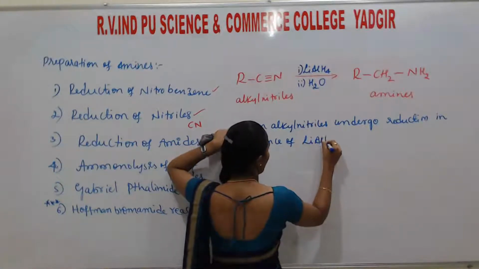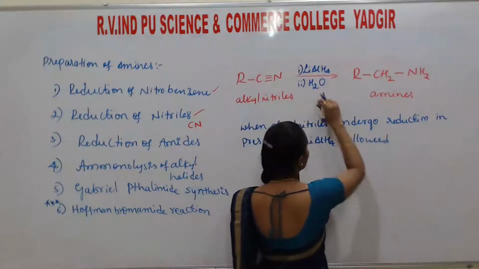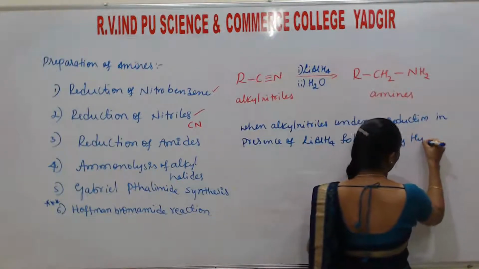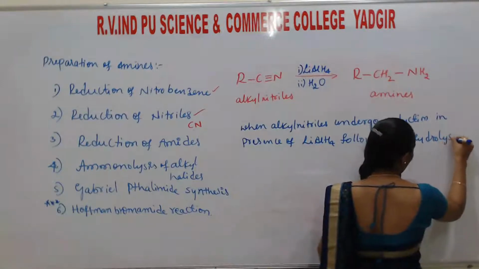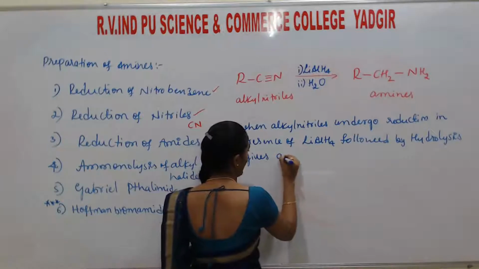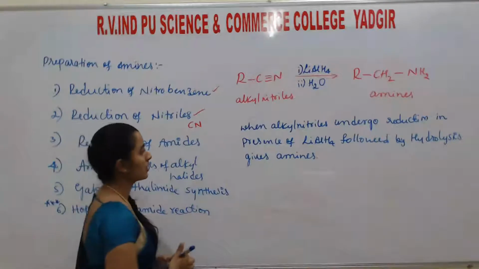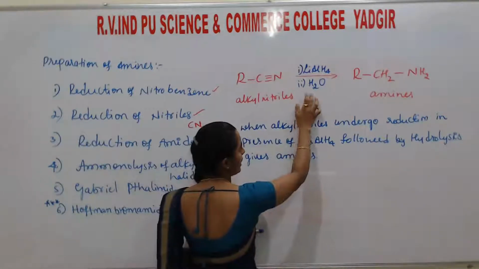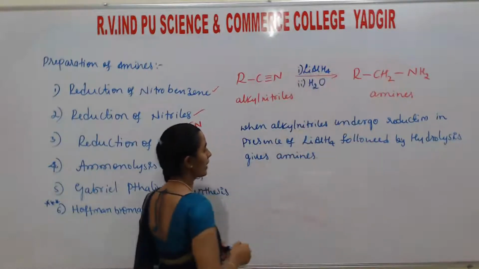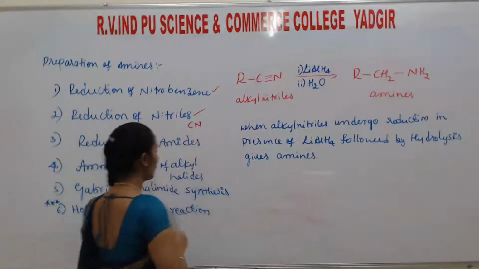Lithium aluminum hydride followed by hydrolysis. Hydrolysis gives amines. Okay students, this is the general reaction. When alkyl nitriles undergo reduction in presence of lithium aluminum hydride followed by hydrolysis, it gives amines. Okay, so I will write one simple example.